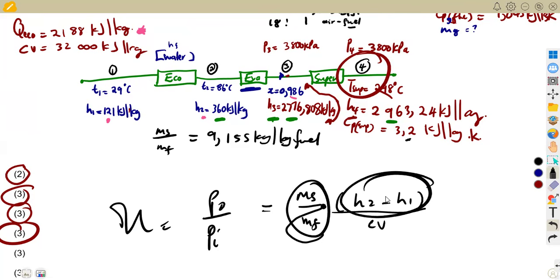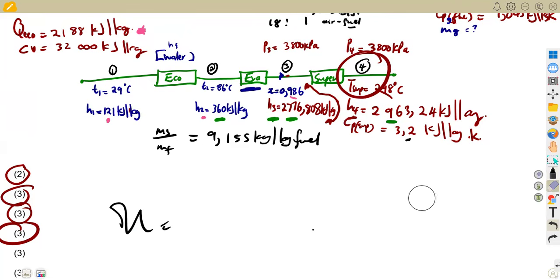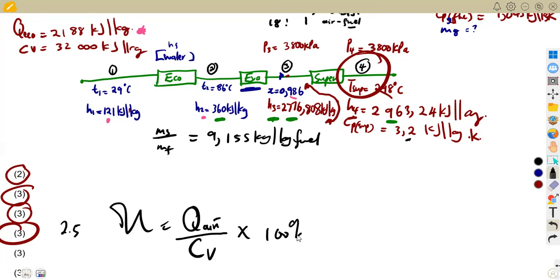This is the input that we have, the heat that we have to the evaporator. The calorific value is the input. So when we are considering output over input, the input that we are considering for the air preheater, we are talking about air. This is the heat that is from the air. So it's going to be Q air over the Q in, which is the calorific value. Remember, our input is the calorific value times 100% efficiency.